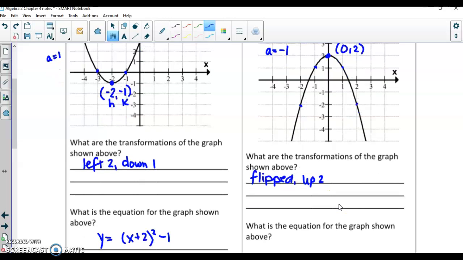Now to write my equation, y equals A is -1, x minus H of 0. So x minus 0 is just x squared, and K is up 2, so plus 2. So -x squared plus 2.